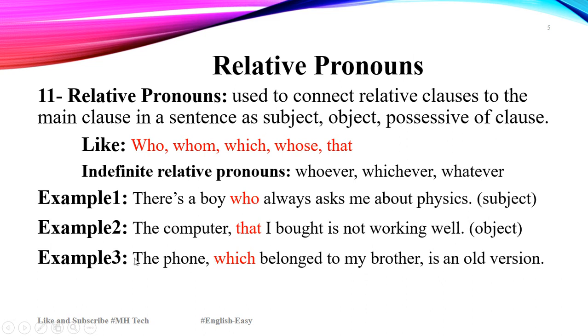And go to example 3. We have an example here. The phone, which belonged to my brother, is an old version. So here we use the comma after the noun and use the kind of relative pronoun which, and you can see the complete example here. So we used which. It's a kind of relative pronoun.